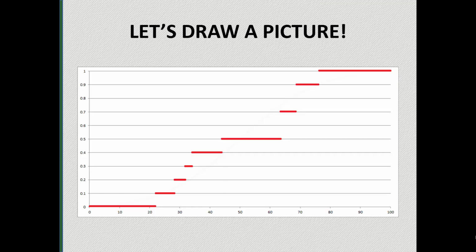Let's draw a picture. Here's our picture. Our first data point was 22. So from 21.99999 on down, there's none of the data there. We hit 22, 1 data point out of the 10, up through 23, 24, 25, 26, 27. And when we hit 28, now we've got 20% of the data, up through 32, and so on. This is our empirical cumulative distribution function. This is what we observed from the data.